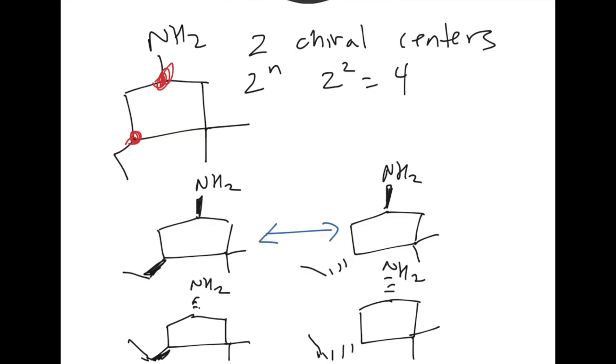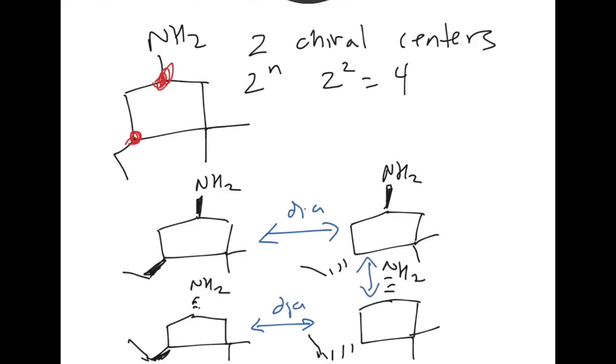So those two compounds, are they enantiomers or are they diastereomers? Diastereomers, right? The amine chiral center stays the same. The ethyl group changes. Those are diastereomers. Those two, diastereomers again.